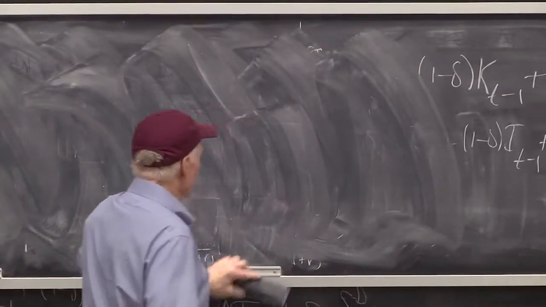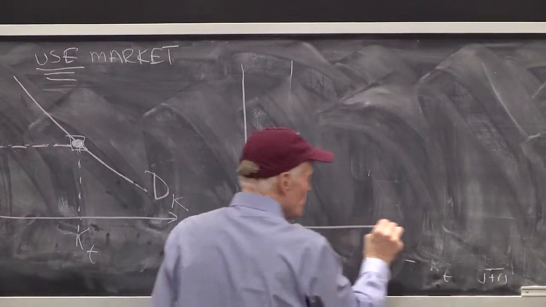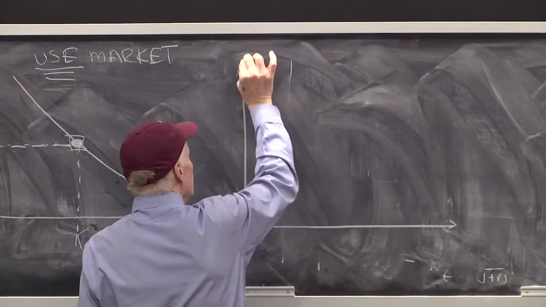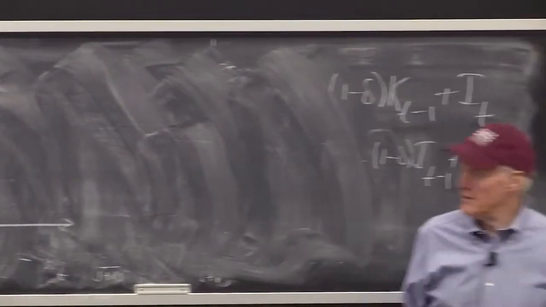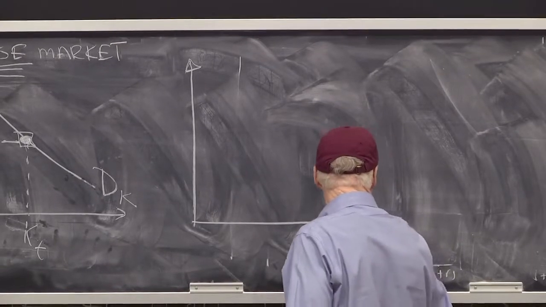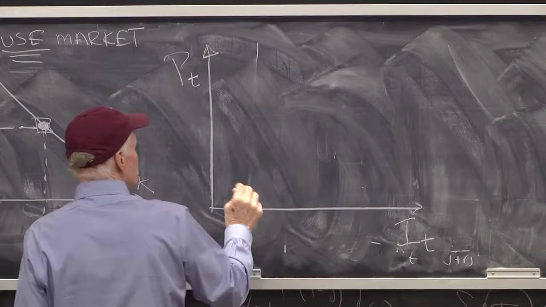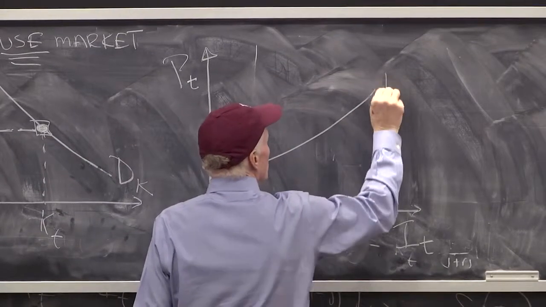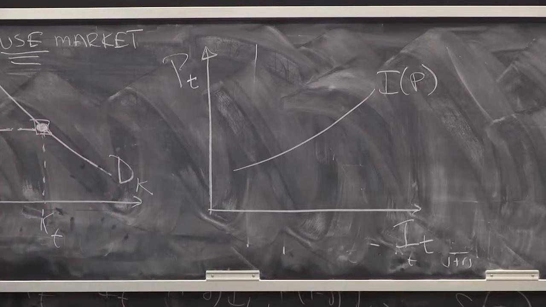What about the supply side? Well, there's lots of models we could use on the supply side, but for now, I'm going to adopt the simplest model. I'm just going to assume here's investment, here's the price. I'm just going to assume there's just some I of P function, that it's just like the supply of any other commodity.